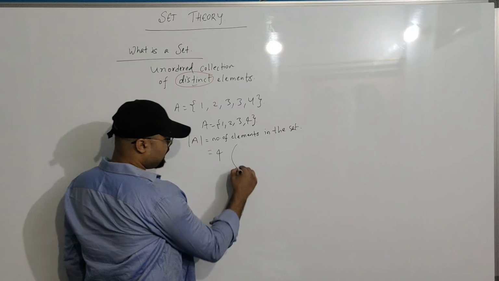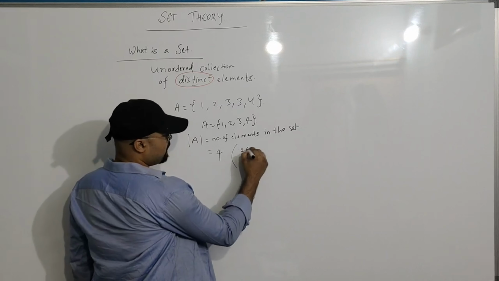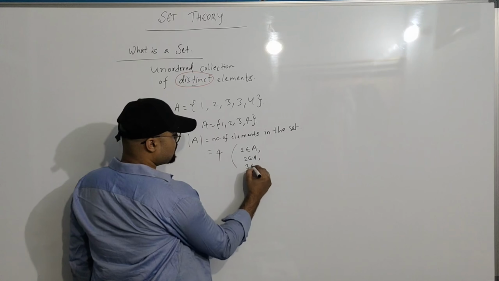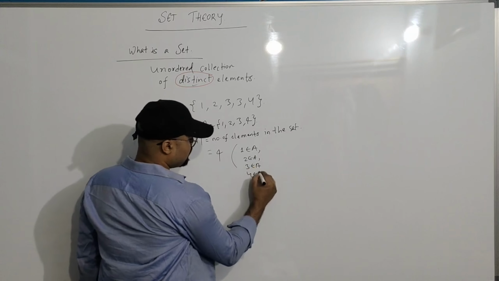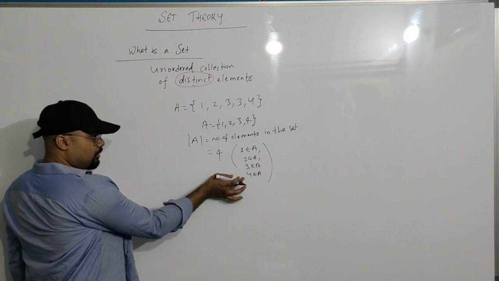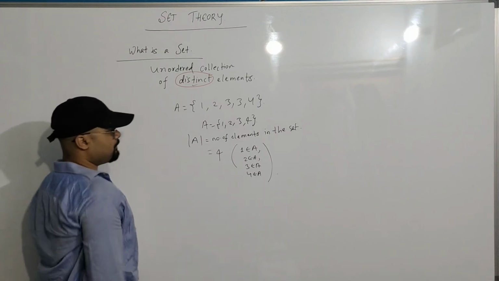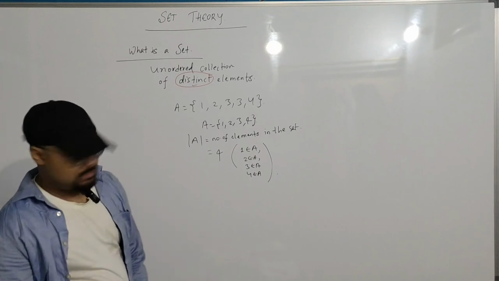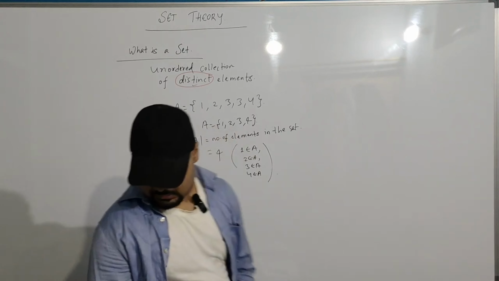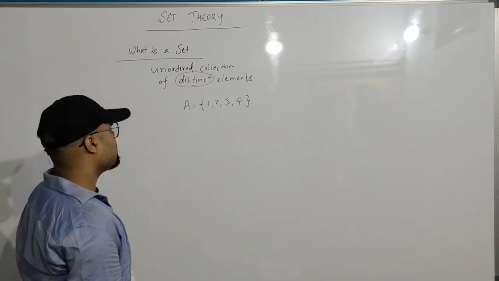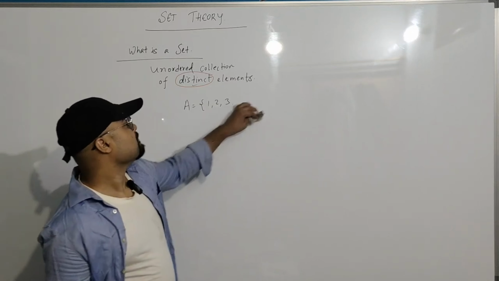And what are the elements of A? 1 is an element, 1 belongs to A, 2 belongs to A, 3 belongs to A, and 4 belongs to A. Because these are 4 elements, cardinality is 4. So let's take only 1, 2, 3.